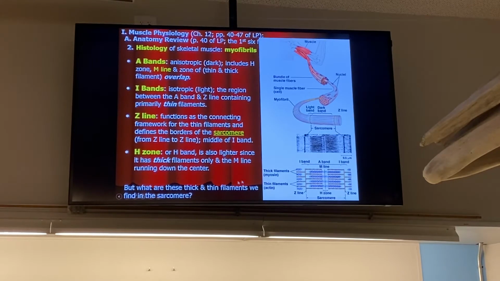Now what you should write down here where it says M line: the M line is the foundational anchor to the thick filaments, as I've drawn it.